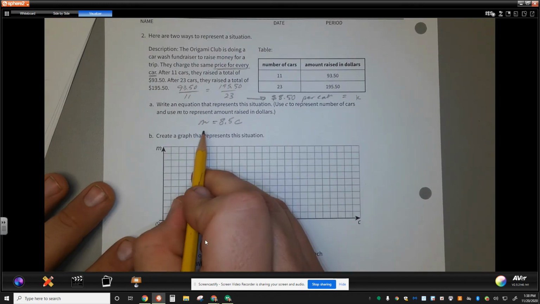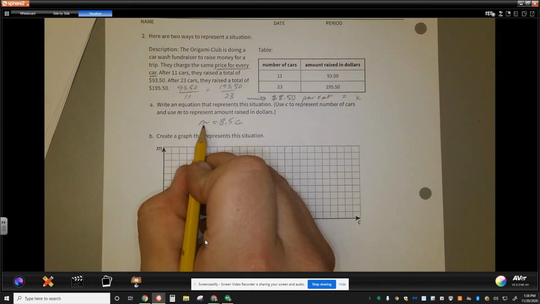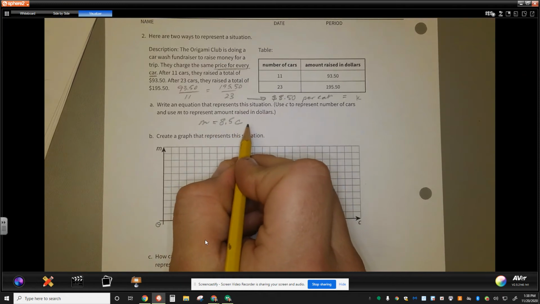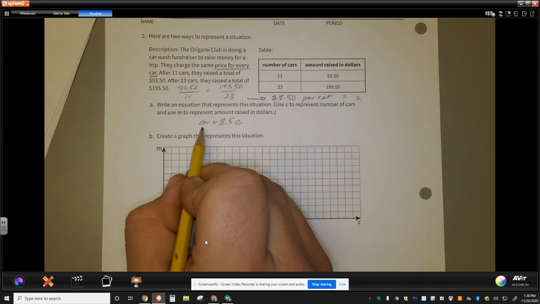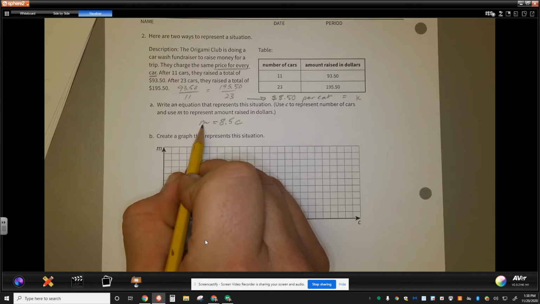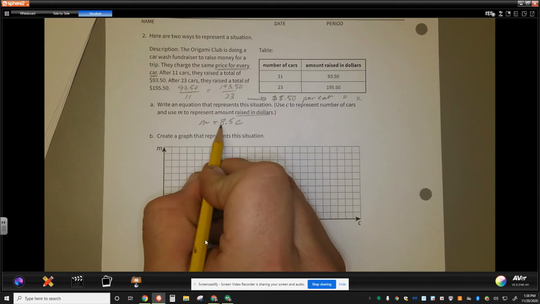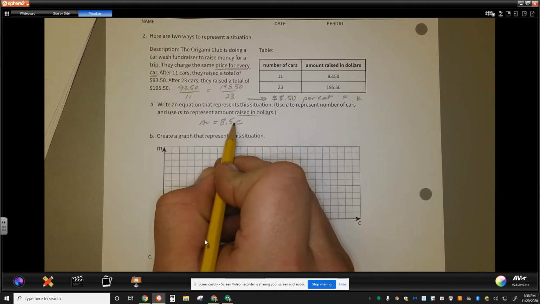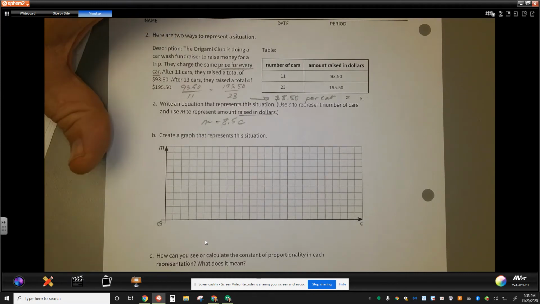And so now sometimes what I've found it helps with reading word problems or reading equations is rather than saying the letters M equals 8.5 times C, I found it a lot more helpful for me under a word context to say that the total amount of money earned or the total amount of money that's raised in dollars is equal to $8.50 per car that's washed. Helps for me. Let's see how this works out as far as the graph goes.